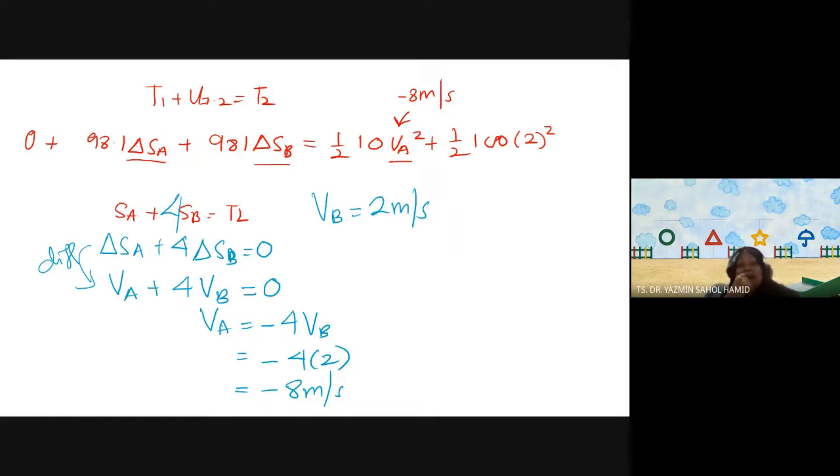Okay, so VA kita dah eliminate. Kita jadikan dia dalam sebutan VB and VB kita ada value. Okay, next adalah apa lagi? Apa lagi kita boleh eliminate? Sekarang ni soalannya kita nak apa? Kita nak delta SB, betul tak? Betul. So kan kita boleh jadikan delta SA dalam sebutan delta SB. Macam mana? SA sama dengan 4 SB. So SA sama dengan negatif 4 SB.